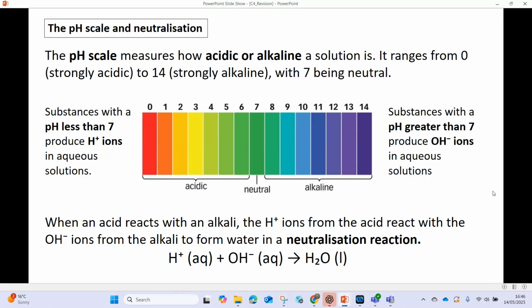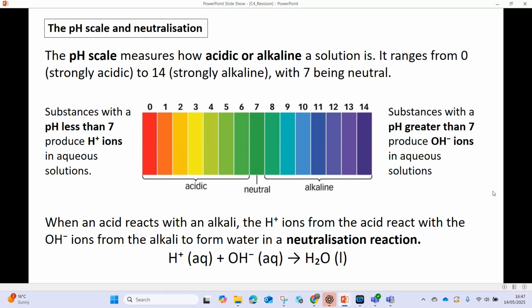You'll be familiar with the pH scale from Key Stage 3, but you need to understand it again for this unit. The pH scale measures how acidic or alkaline a solution is, and it ranges from 0, which is acidic, to 14, which is alkali. 7 is neutral. And we can use indicators for the pH scale to show us what the pH of a solution is. The red colour with the universal indicator indicates acidic solutions. Neutral in universal indicator is in the middle, and alkaline solutions are more purple.